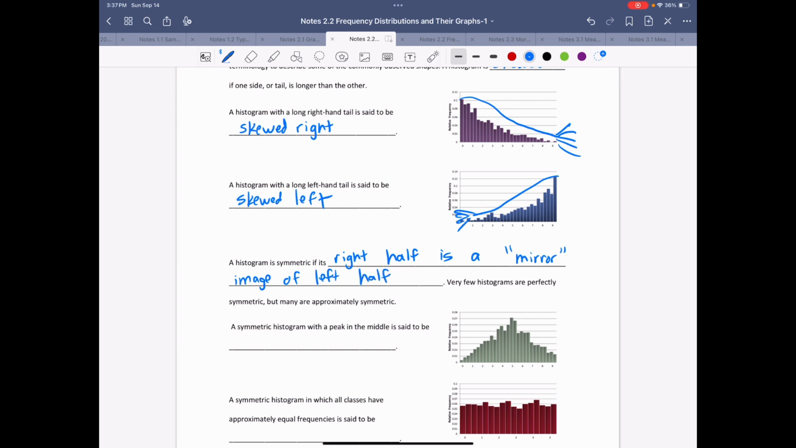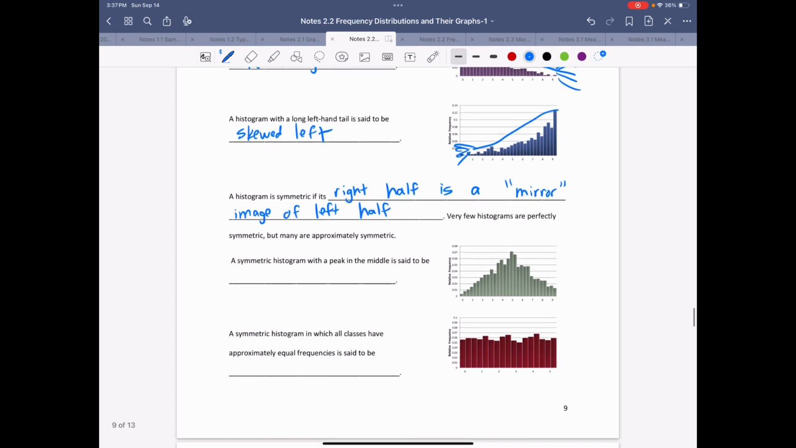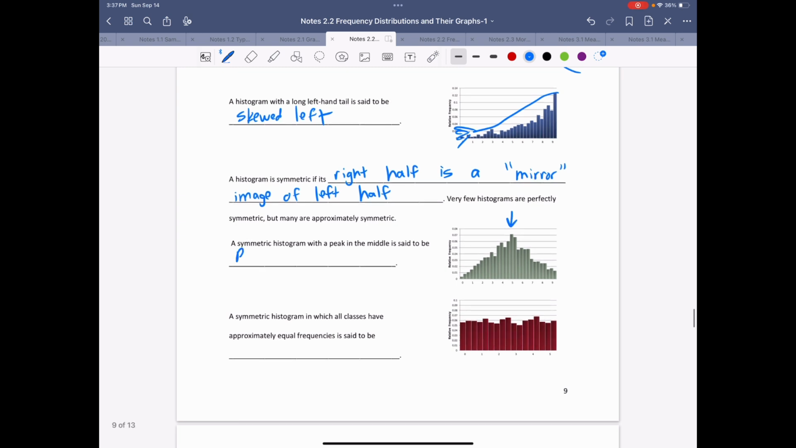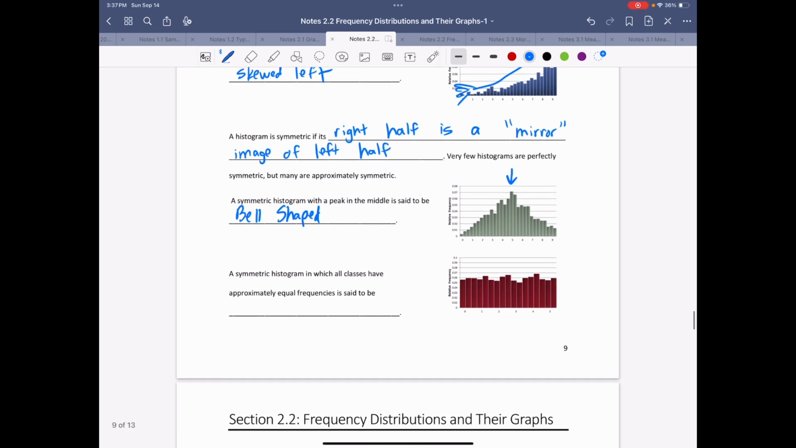Very few histograms are perfectly symmetric, but many are approximately symmetric. So if you look at this green one, it looks like it has a right tail and a left tail. All right, so it's not skewed when you're looking at it. It's approximately symmetric, and a symmetric histogram with a peak in the middle is said to be bell-shaped. And a symmetric histogram in which all classes have approximately equal frequencies is said to be uniform.